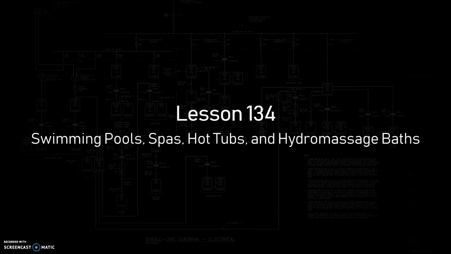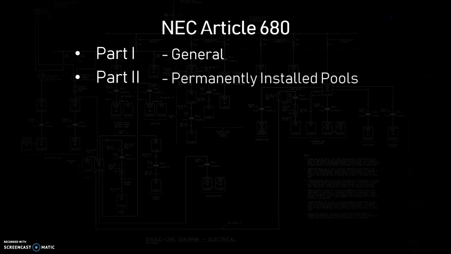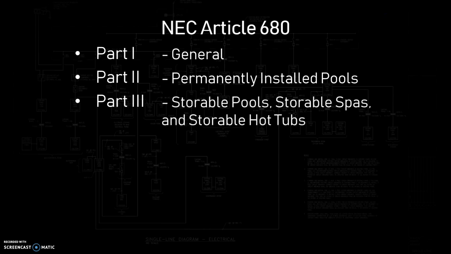Really, the best thing is to read the chapter and check the code book. But I want to try to explain a few key points here. And I think this is one instance where the NEC does a nice job, and our textbook too, of using the different parts of an article, which I don't think we really focus on too much otherwise. In this case, Part one of Article 680 is our general requirements. Part two focuses specifically on permanently installed pools. Part three deals with storable pools, storable spas, and storable hot tubs.